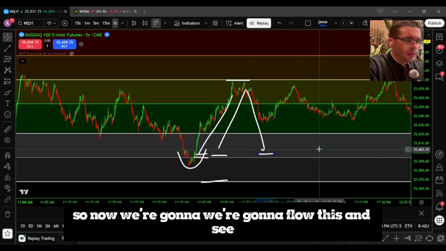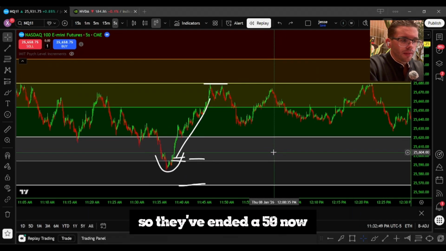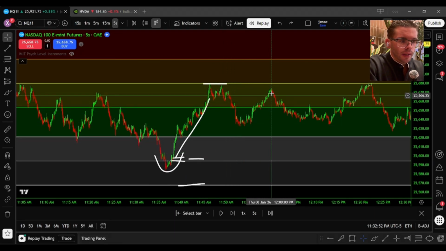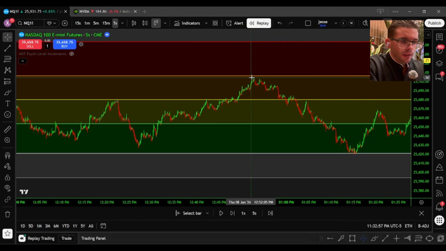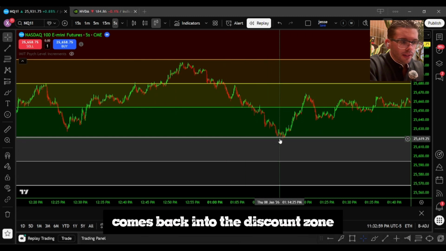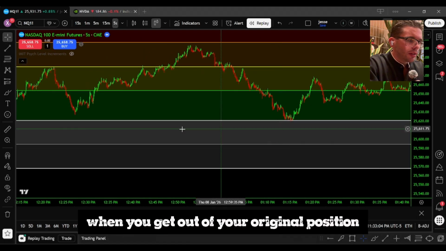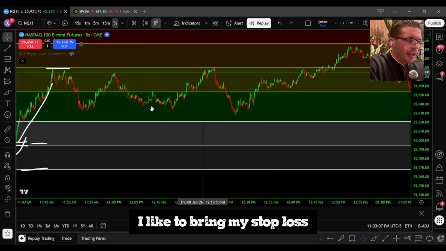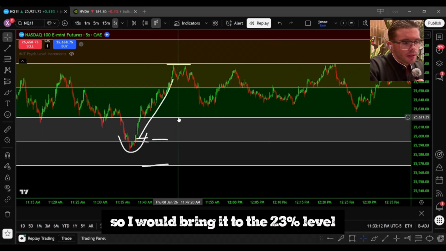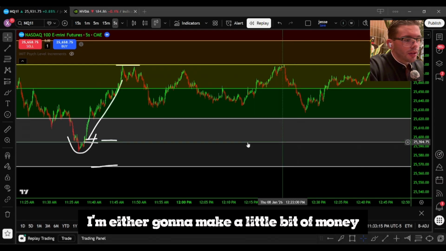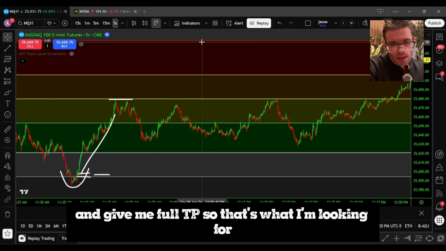So now we're going to flow this and see what the rest of the picture tells us. They've been to the 50 now, and it looks like they're rejecting the 50, starting to work their way down. They got a little bit above the 50, and immediately, boom, came back to the discount zone. This would have been the point where you get out of your original position. I like to bring my stop loss for that last contract into the money, so I would bring it to the 23% level. So now I'm either going to make a little bit of money on this last contract, or the price is going to continue to distribute to 78 and give me full TP.